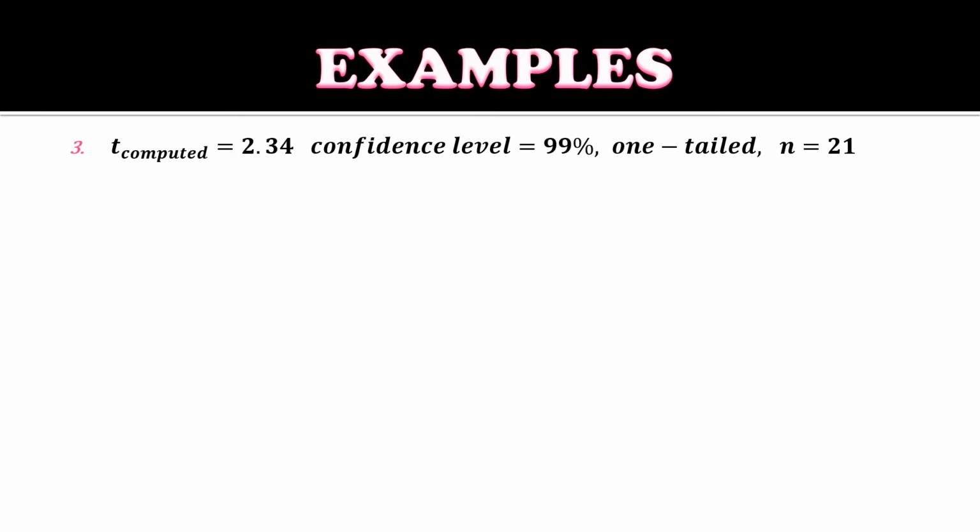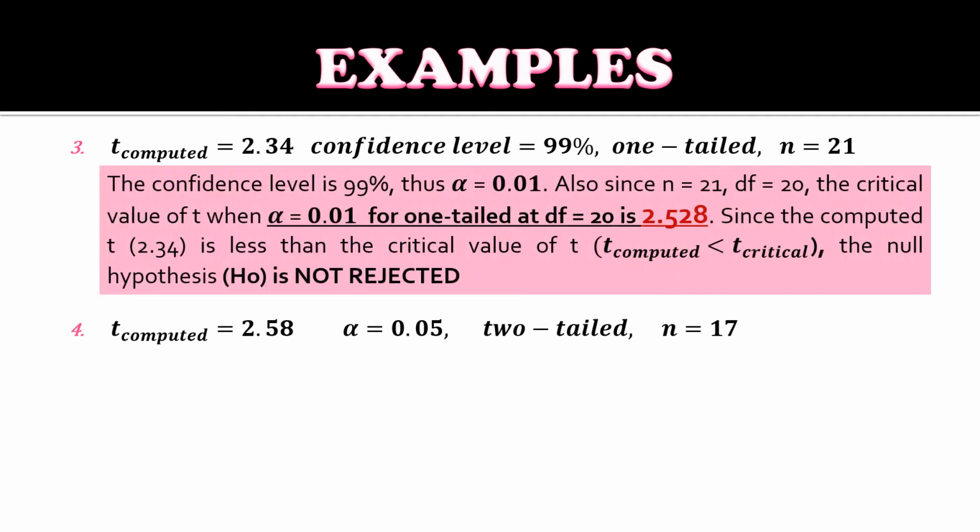So next examples. Number 3, t computed is 2.34, confidence level is 99%, one-tailed, and sample size is 21. For number 4, t computed equals 2.58, alpha 0.05, two-tailed, and n equals 17. So the confidence level is 99%. So thus alpha is 0.01.